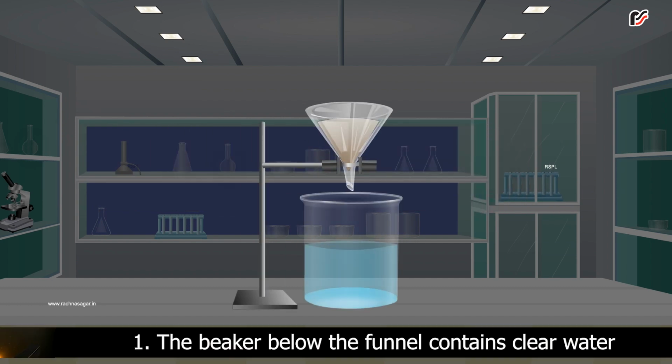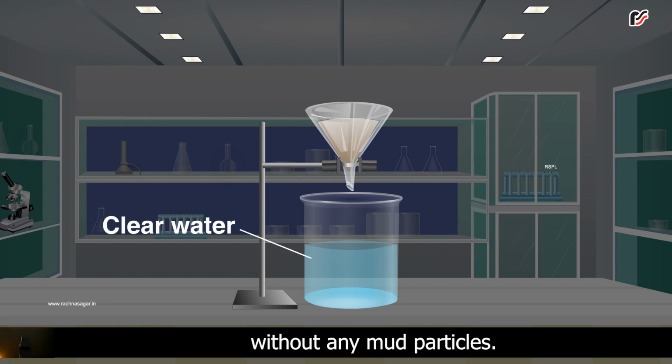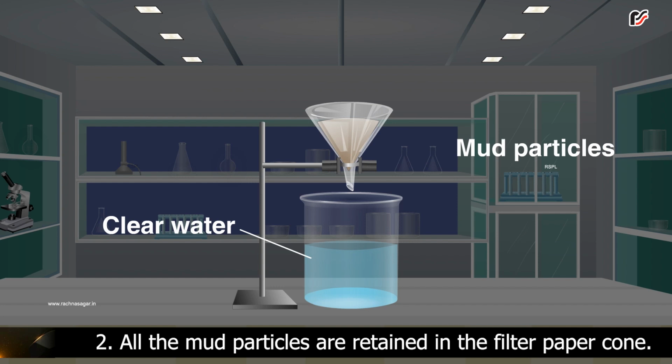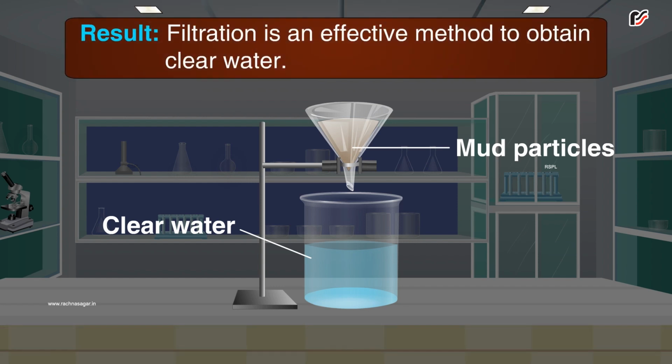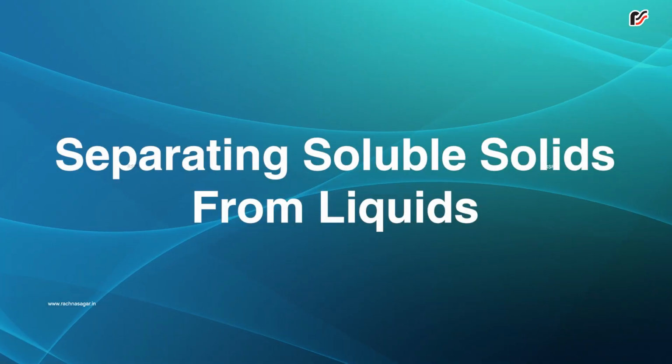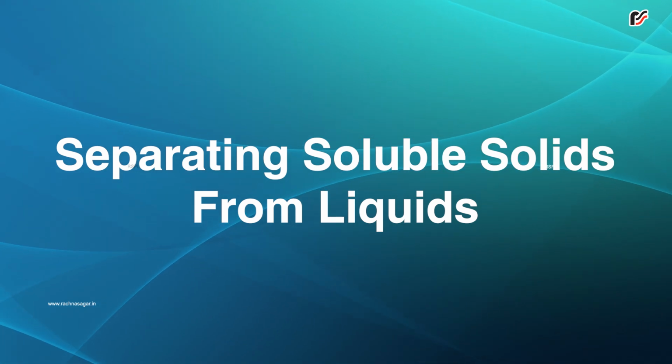Observations. Number 1. The beaker below the funnel contains clear water without any mud particles. Number 2. All the mud particles are retained in the filter paper cone. Result: filtration is an effective method to obtain clear water. Separating soluble solids from liquids.